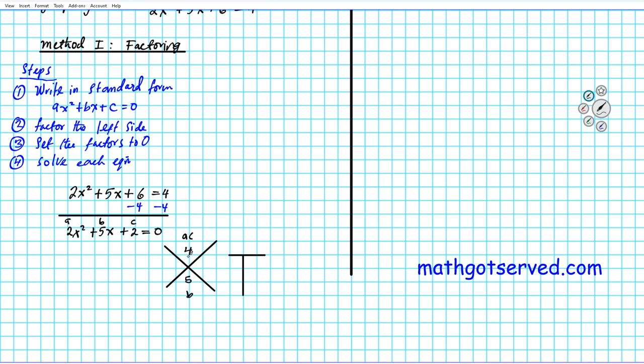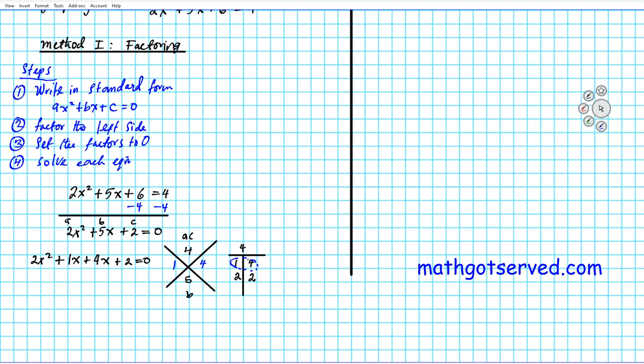We think of 2 numbers that multiply to give you 4 and add or subtract to give you 5. So let's list the multiples of 4: 1 times 4 and then 2 times 2. Which combination gives you 5? The first pair, 1 and 4. So 1 times 4 gives us 4, and then 1 plus 4 is 5. Good, so that's what we need. We're going to put it in the center. So now we're going to have 2x squared plus 1x plus 4x plus 2 equals 0.